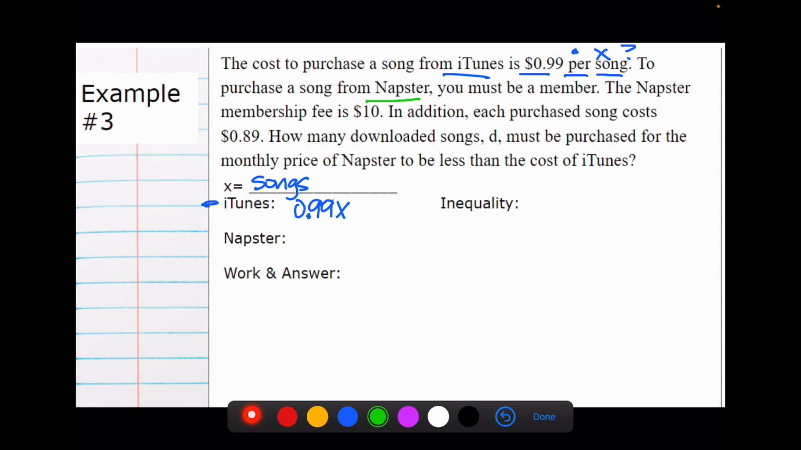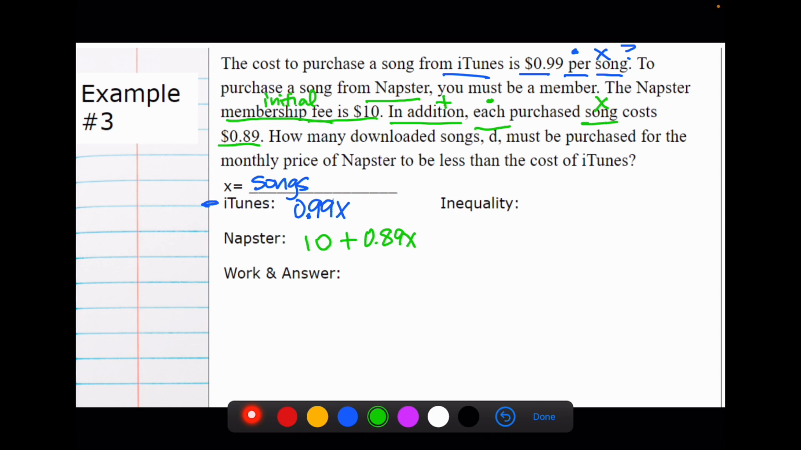Okay. Next thing we know is we have Napster here. It says that you have to have a membership. The membership fee is $10. This fee is like your initial value. Okay, so we're going to write down 10. In addition, that's a plus sign. That's kind of nice. Each times song x, and we're going to times that by 89 cents. So notice this one's a little bit backwards. Normally it would say 89 cents for each song, but it says each song is 89 cents. Okay, doesn't matter, it means the same thing. So we're going to write that as 0.89x.